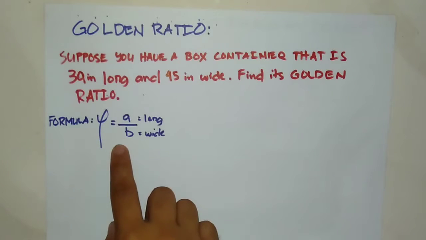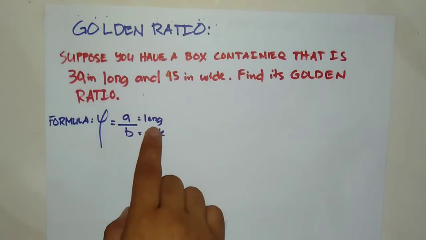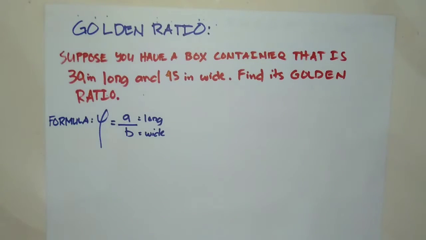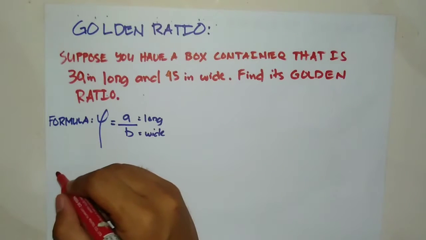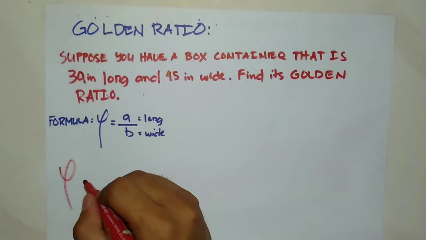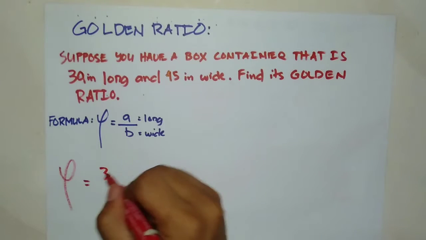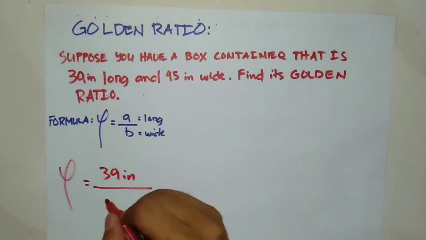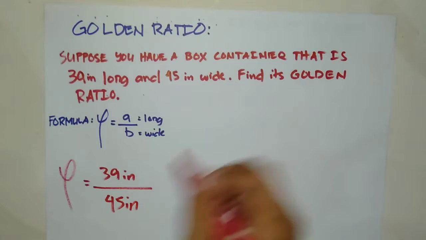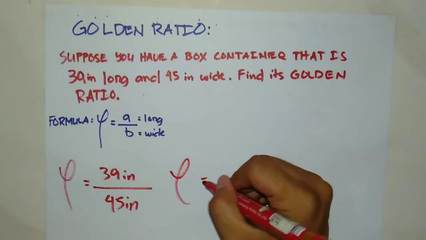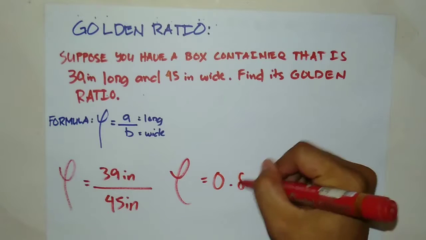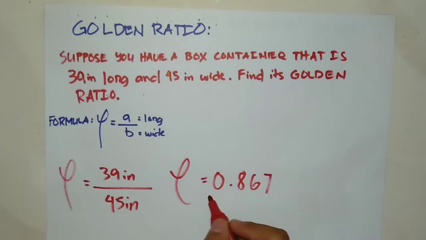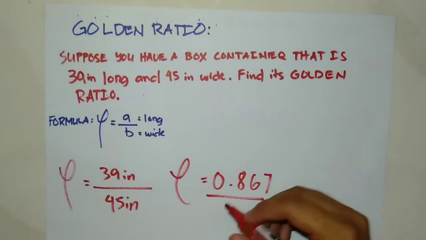Phi is equal to A over B, where A is the length and B is the width. So we need to substitute these values into the formula. A is equivalent to 39 inches long over 45 inches. So the answer will be 0.867. So this is the golden ratio of the box.